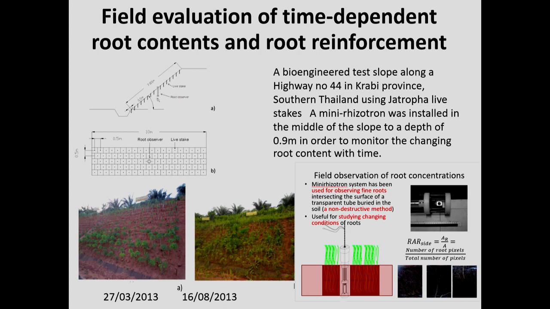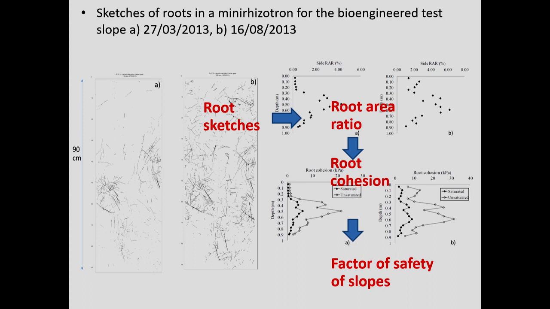Next, please. So this shows some examples, but this work is quite tedious, because we have to sketch all the roots underground, and then we have to calculate the root area ratio, and then from the RAR convert to root cohesion, and then to factor of safety. So in the future, we could make use of AI or something like that to automatically convert from the root cohesion to factor of safety.